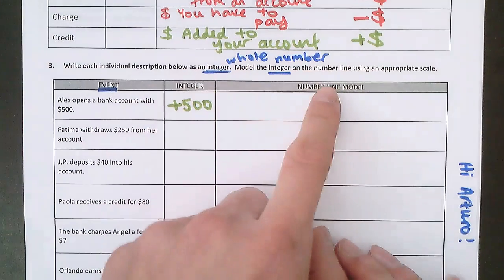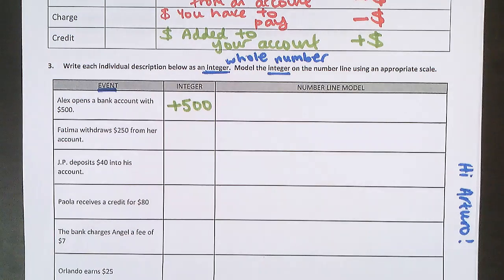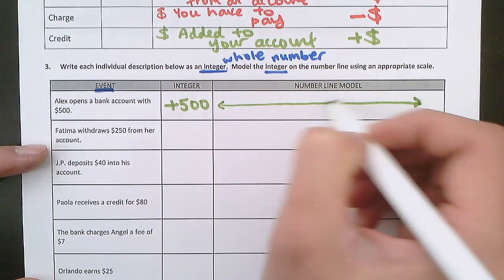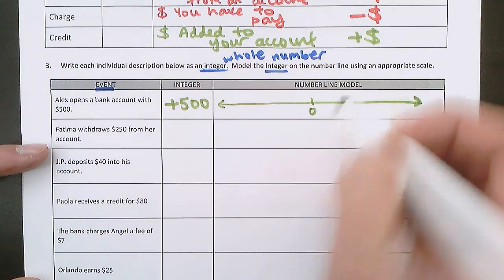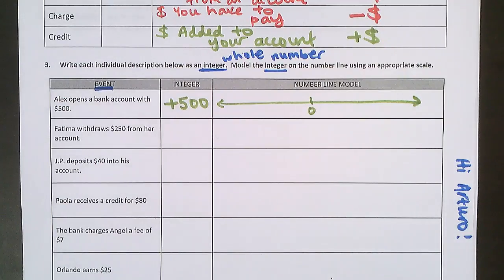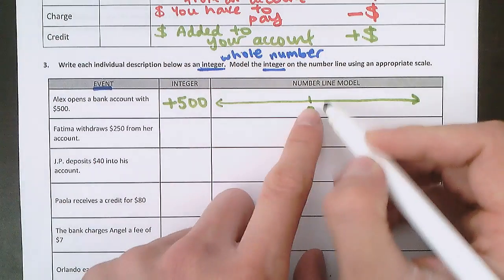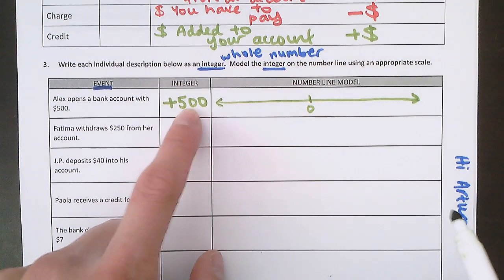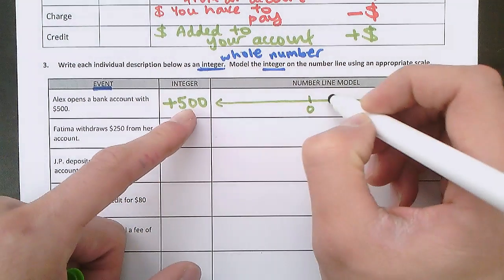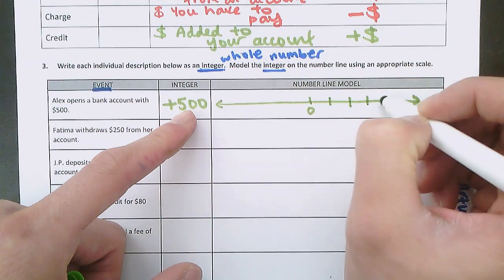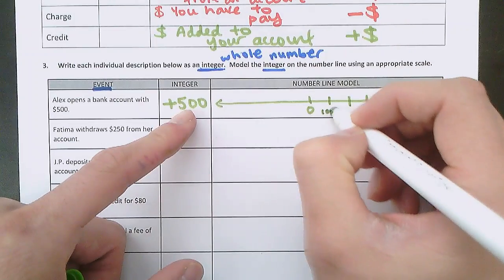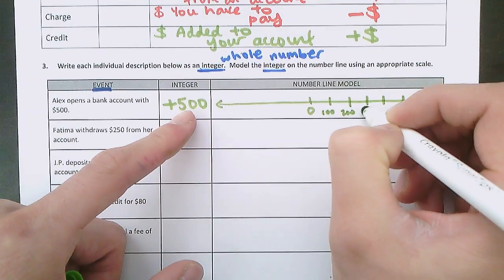And then here where it says number line model, if you wanted to add positive 500 on a number line, what would that look like? Well, we would have our number line. We'll have 0 in the middle. And then you have to think, what scale do I want to use? I can't go by ones because that would take forever to get all the way out to 500. But I could easily go by hundreds. So maybe I'll go 100, 200, 300, 400, 500. And then each of these is going to be equal to 100.